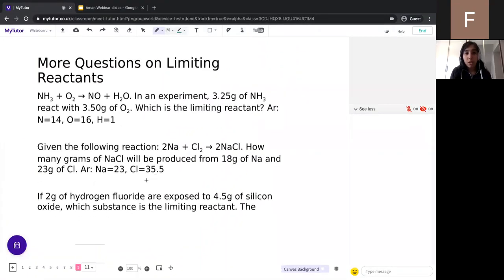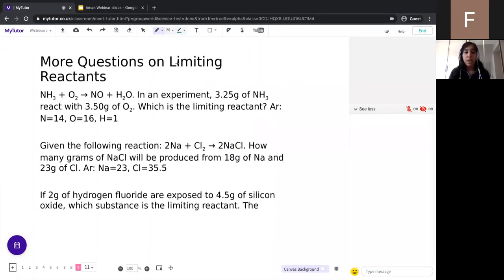Okay, let's do another limiting reactants question. So we have a look at this one here. Ammonia reacts with oxygen to produce nitric oxide plus water. In an experiment, 3.25 grams of ammonia reacts with 3.5 grams of oxygen, which is the limiting reactant. So again, remember, we're looking at limiting reactants. We don't look at the products, we're just looking at the reactants. The clue is in the style of question.